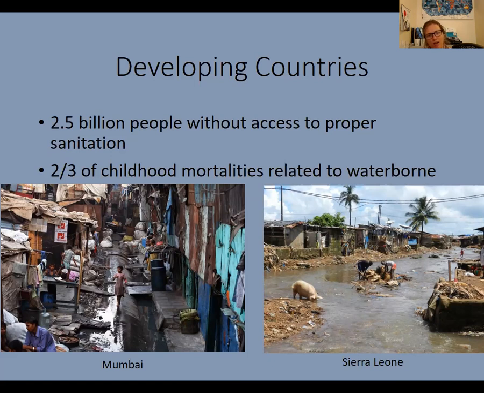So here are pictures of Mumbai in India and Sierra Leone. And we can see that there's unfortunately a lot of connection between impoverished communities and water moving through these communities in close proximity to lots of people. And this improper sanitation is leading to a really unacceptable rate of human health suffering in childhood, as well as adult mortality. So as we work to lift people up out of poverty, this is one of the major things that we need to work on as a global society.